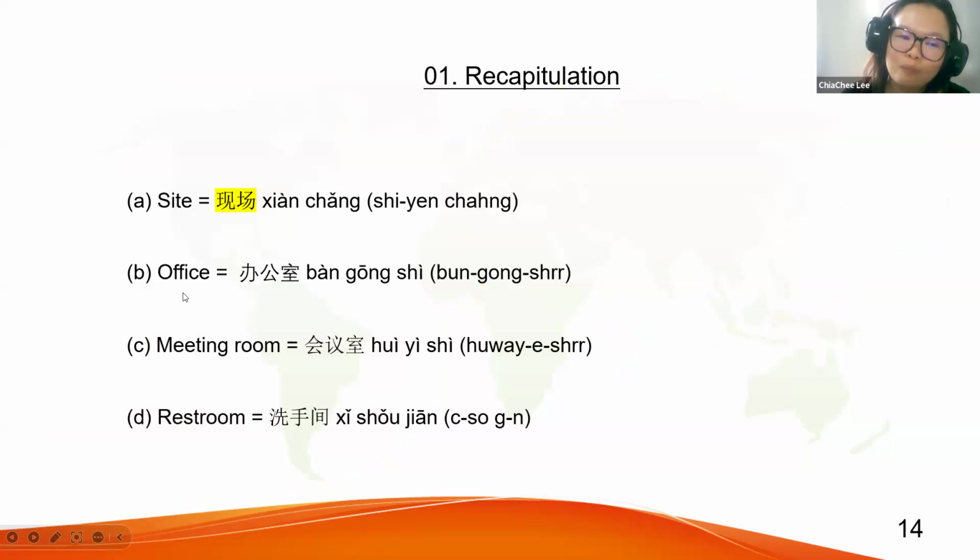Then we have 办公室, remember? Office. Except we go to site, 电厂, we often visit the office. 办公室. Then we go to meeting room, 会议室. We 开会 in the meeting room. 会议室, we have meeting. Then we go to restroom, 洗手间. 洗手间. Okay, there are participants checking on whether 厕所 and 洗手间 are the same thing. Yes, they are.